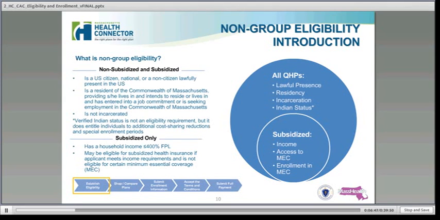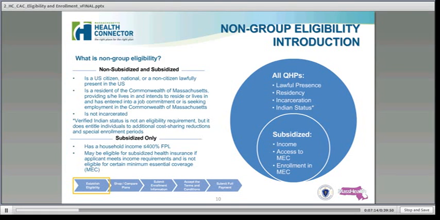Now, if somebody is seeking subsidized coverage, there are some other eligibility criteria. They need to have a household income of less than or equal to 400% of the federal poverty level, and they may be eligible for subsidized health insurance if the applicant meets income requirements and is not eligible for certain minimum essential coverage. And we are going to get into that in greater detail.